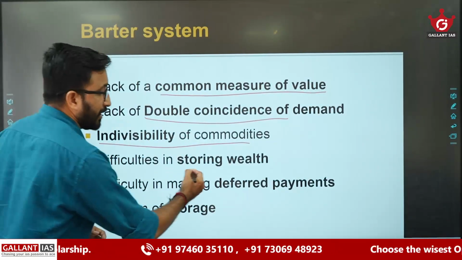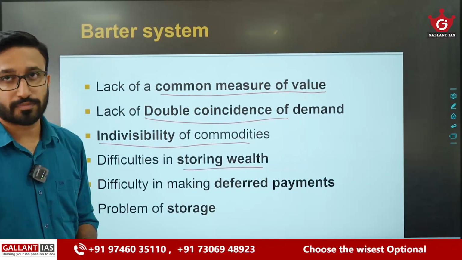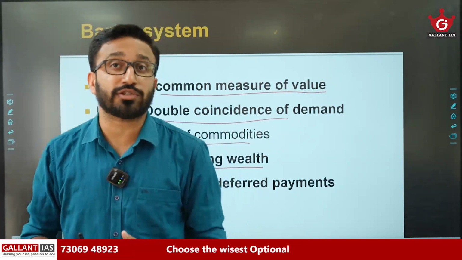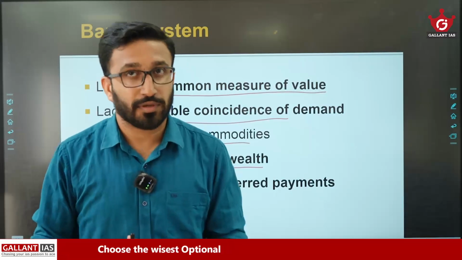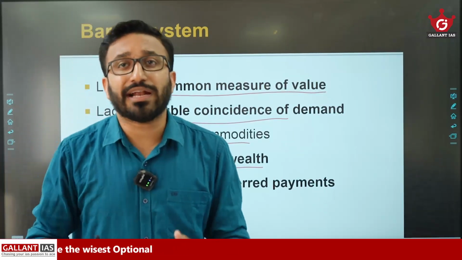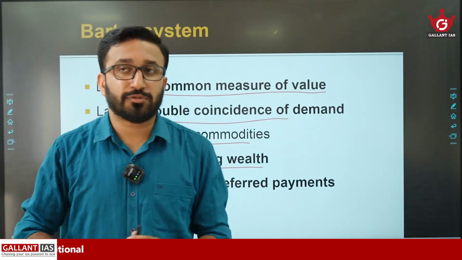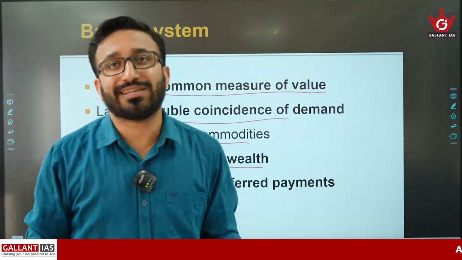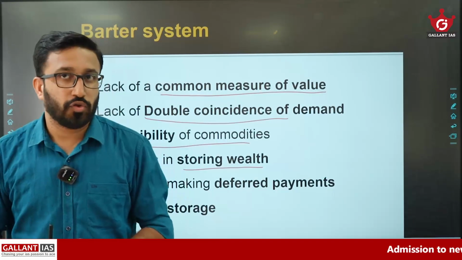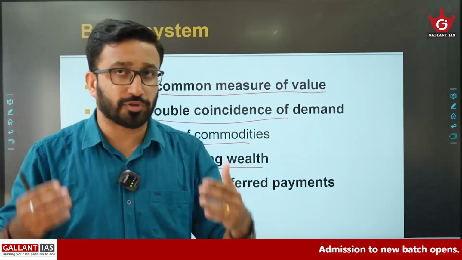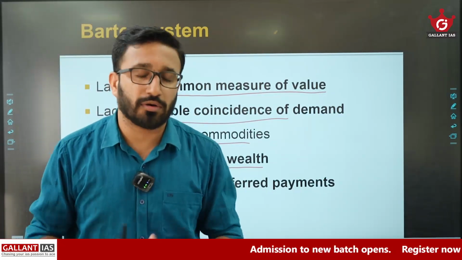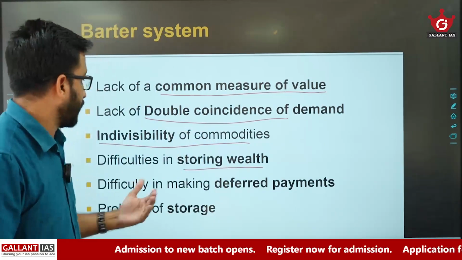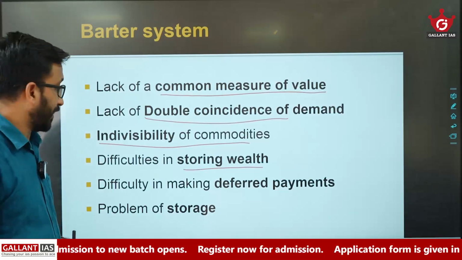Next one is obviously the storing of wealth. So how can we store this wealth? He is having a rice. He cannot store it for an entire year, right? It will get rotten. So his wealth is rice. So he cannot store it for a longer period of time as it will get rotten. So the storing of wealth is another issue. When it comes to our current coin or currency note, we can store it easily, right?